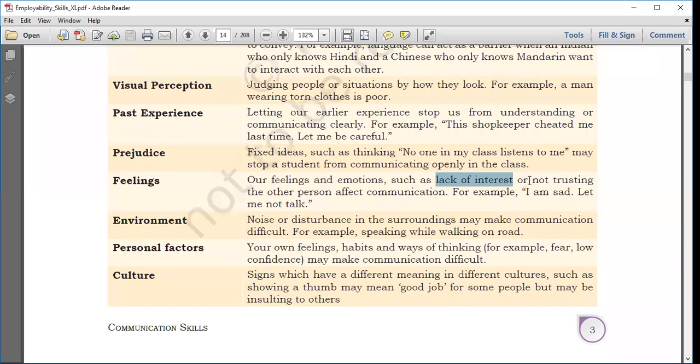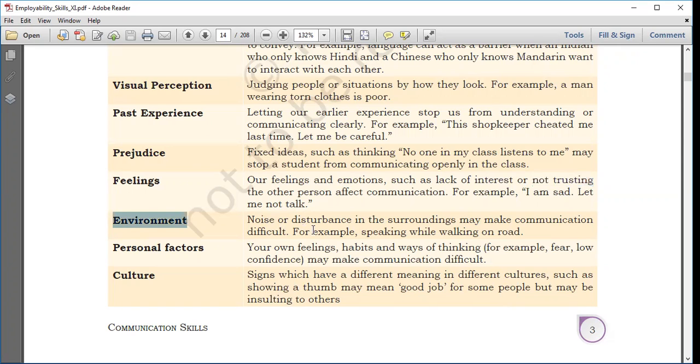Or you don't have trust in somebody, right? आप trust नहीं करते हो person जो भी है जैसा भी है बातें कर रहा है, right? But you don't trust that person, that also affects your communication process. Like I am sad, let me not talk, right? So this is how a feeling can also hinder the communication process.